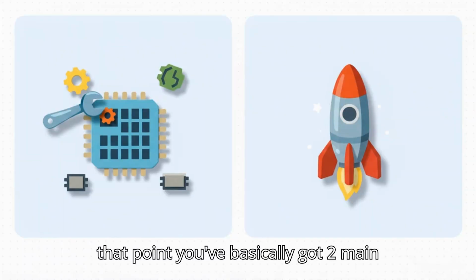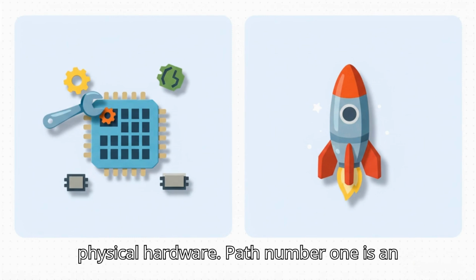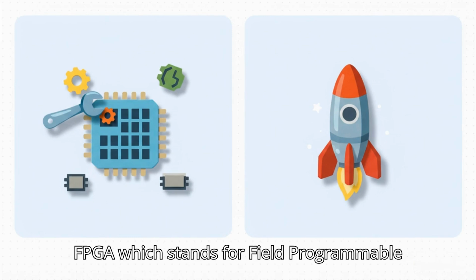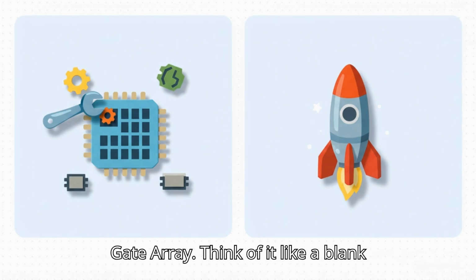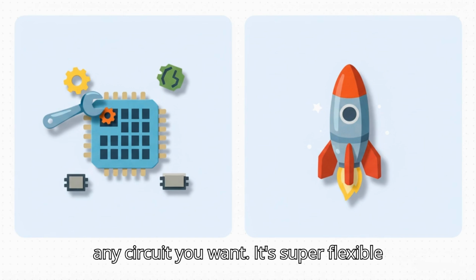From that point, you've basically got two main paths you can take to get to real physical hardware. Path number 1 is an FPGA, which stands for Field Programmable Gate Array. Think of it like a blank slate chip that you can program to become any circuit you want. It's super flexible and amazing for prototyping.